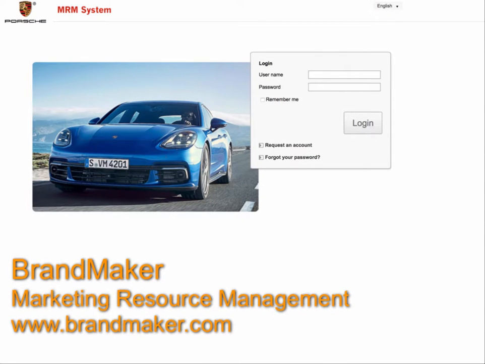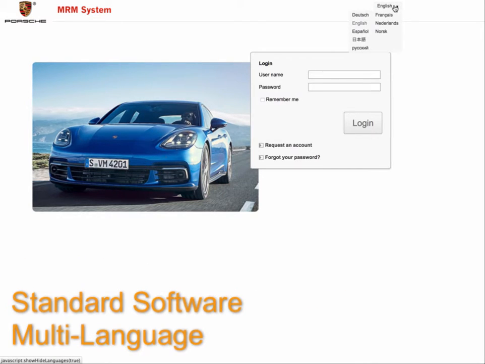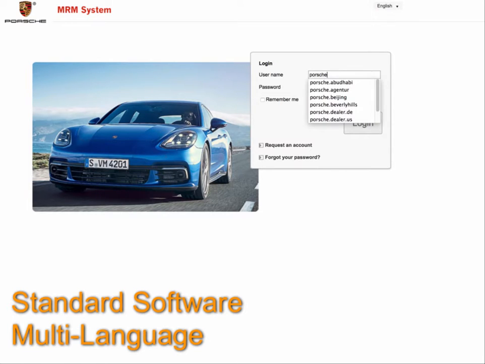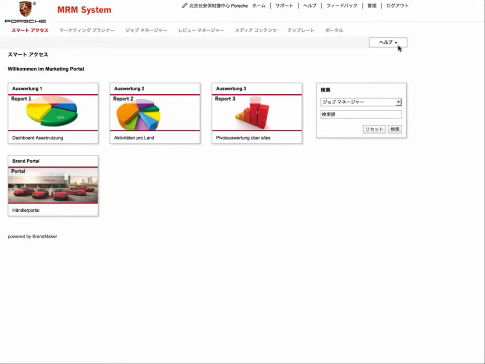I'm going to lead you through the demo we did last month in Zuffenhausen on a demo system of BrandMaker. So anything you see now is live, it's no fake, it's a real system that could be used anytime, starting right now. By the way, this is multi-language, so I could choose the login language anytime, or it depends also on the demo user. For example, if I use the Porsche Beijing user, then I start the system and I'm logging out right away because I can't do any demos in Chinese.